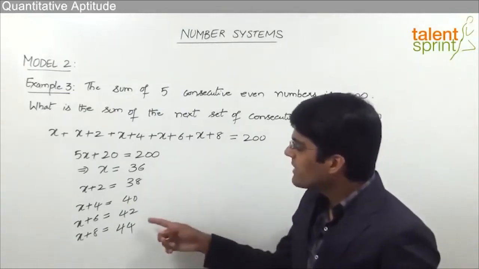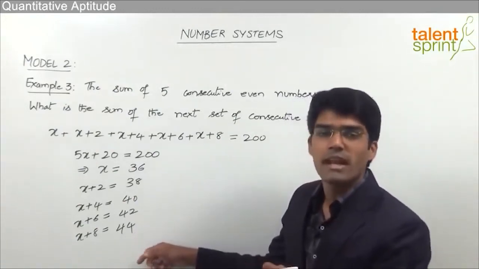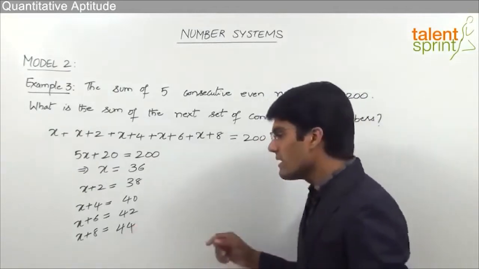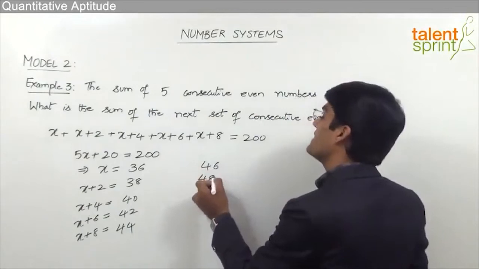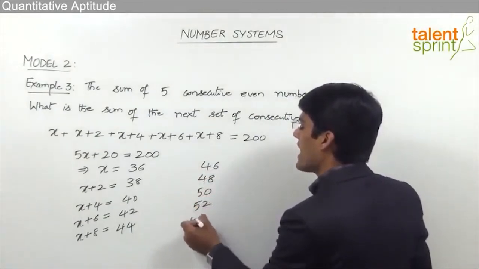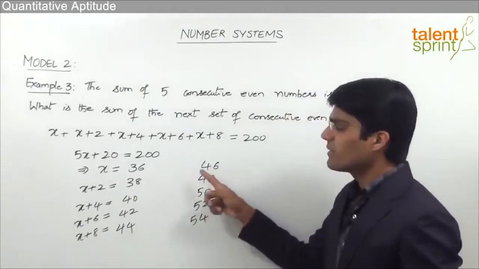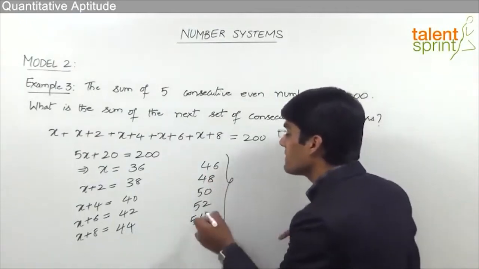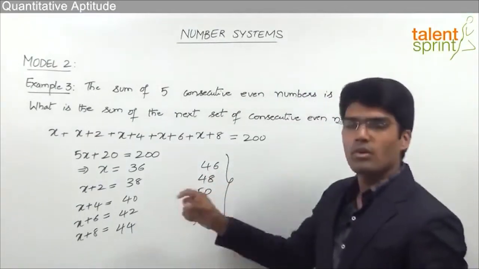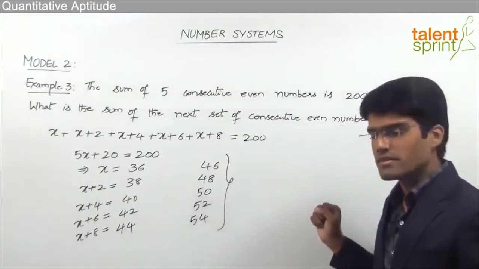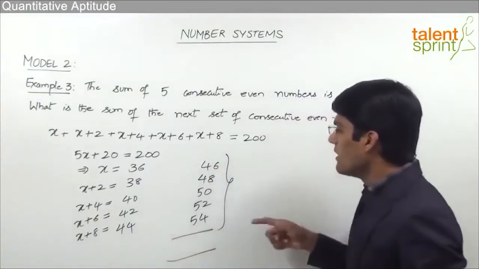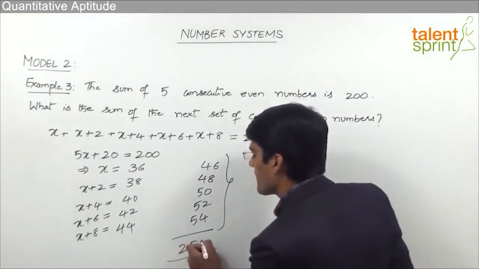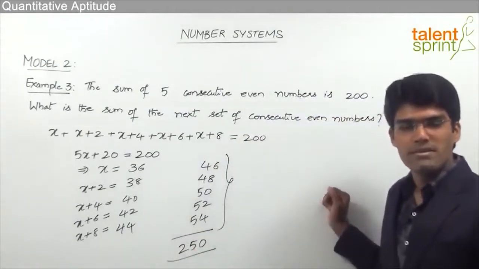That means we need to take up the next 5 consecutive even numbers after 44 and find out the sum of those numbers. So if we try to take the next 5 consecutive even numbers, we get 46, 48, 50, 52 and 54, as 46 is the next number which comes after 44 and then followed by 48, 50, 52 and 54. So these are the 5 consecutive even numbers which come after 44, and the sum of these 5 numbers here will be 46 and 54 is 100, 48 and 52 is 100, plus 50 is 250. So the sum of the next 5 consecutive even numbers is equal to 250.